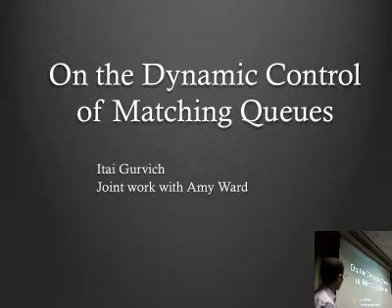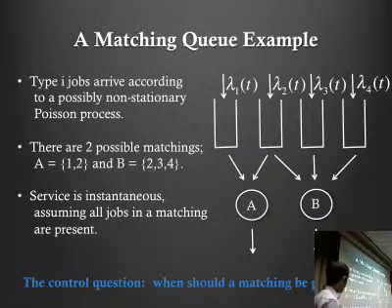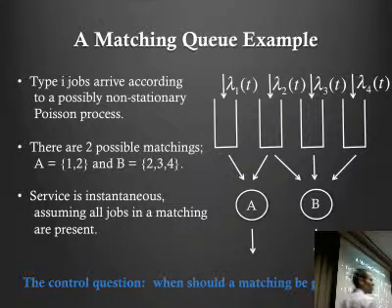So I'm going to talk about dynamic control of matching queues. This is joint work with Amy Ward, who's a colleague of mine at USC and also a queuing theorist. I'm not going to do much queuing theory. In a sense, I'm going to talk more about the problem than about the solution that we propose, so I'll try to be very clear about what the actual challenge is. Here's the example that I'm going to use throughout. I'm going to generalize it to general structures, but it's good to think about this example.